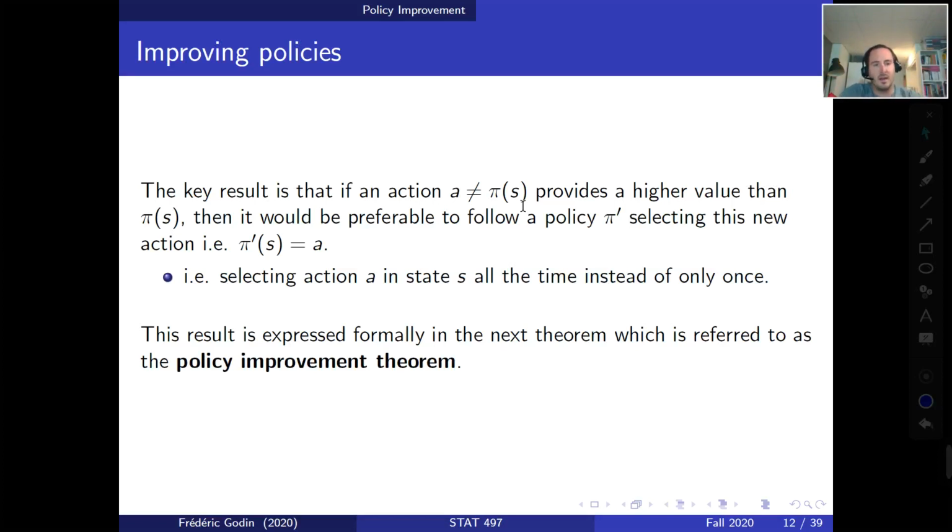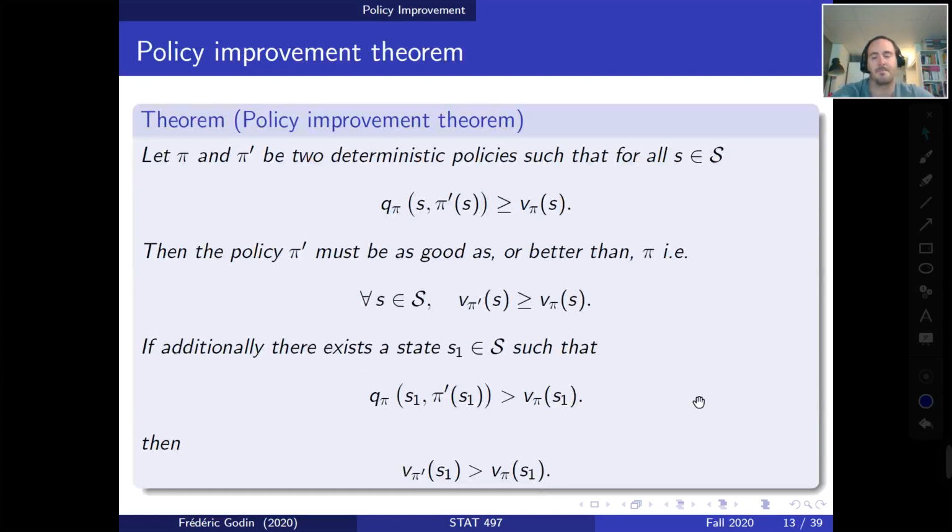Okay, so this is the intuitive idea with respect to what we're going to do. We're going to prove that and put that into formal theorems. This result or idea is expressed formally through theorems and results on the next slide, and this result is generally referred to as the policy improvement theorem. So let's state what the policy improvement theorem is.